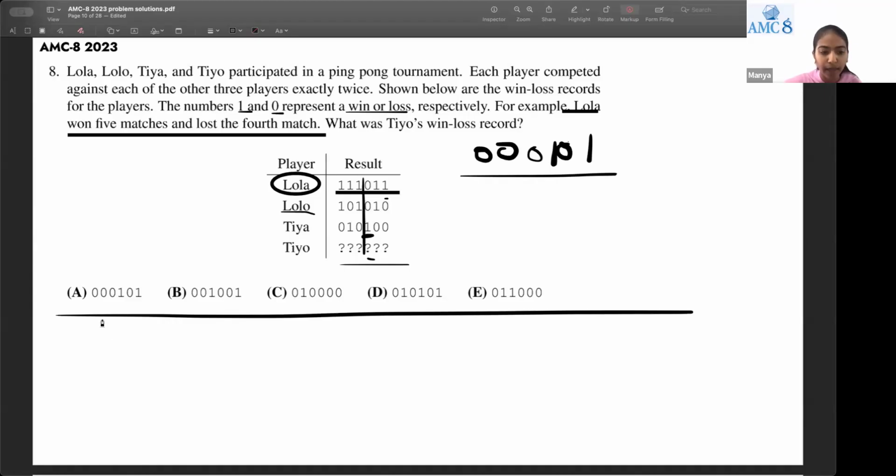So A matches. How about B? B does not match because it shows that Tio won the third game, but Tio actually lost the third game. C is not possible as well because it says that Tio won the second game, but Tio did not. And it says that Tio lost all of the other games, but no, this is not true. D does not match because it says that Tio won the second game, but Tio actually lost the second game, so this does not work. And here E says that Tio won the second and third game and lost every other match, but this is not true. And so the only answer choice that matches this win-loss record is A.